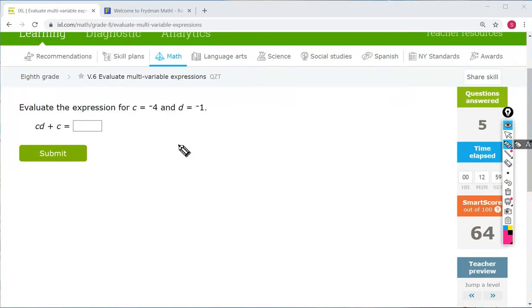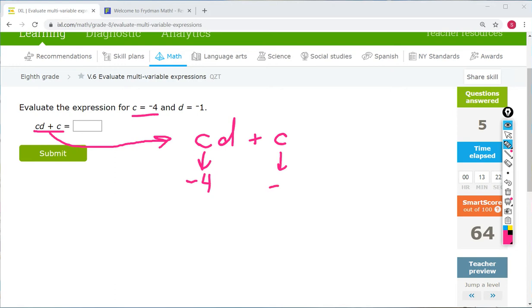Next question. We have CD plus C. Let me just write it over here. CD plus C. So C is -4. So everywhere that I see a C, I need to put in -4. There's a C over here, and there's a C over here. So we're going to put a -4 into both of them.